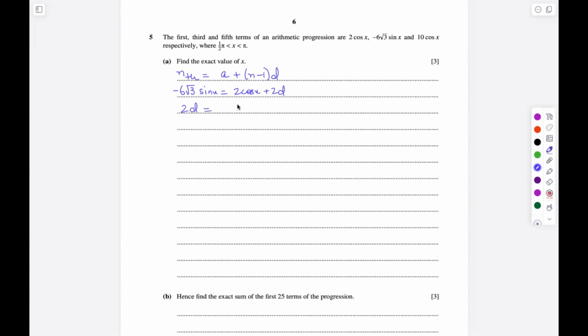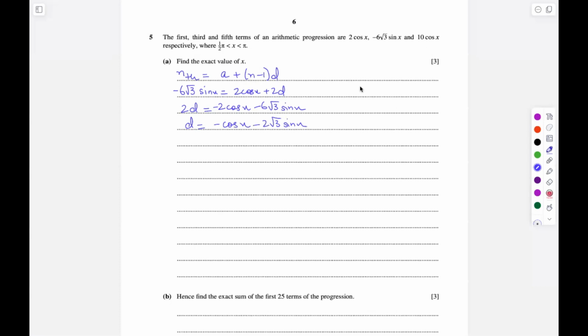2d the subject. This will become 2 cos x. So when we take 2 cos x on the other side, this will become minus 2 cos x minus 6 root 3 sin x. Dividing both the terms by 2, that will become minus cos x, and this will become minus 2 root 3 sin x.